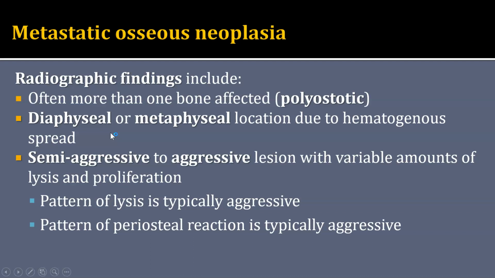The metastatic lesions are oftentimes metaphyseal in location due to hematogenous spread in that rich capillary network, but they like to be in the diaphysis as well, potentially near the nutrient foramen, again, because of the blood network and where it will spread. And then for metastasis, the osseous findings are usually a semi-aggressive to aggressive lesion. Again, just like we talked about with primary bone tumors, variable amounts of lysis and proliferation. Our pattern of lysis is still typically aggressive. The pattern of periosteal reaction may be semi-aggressive, but also typically aggressive.